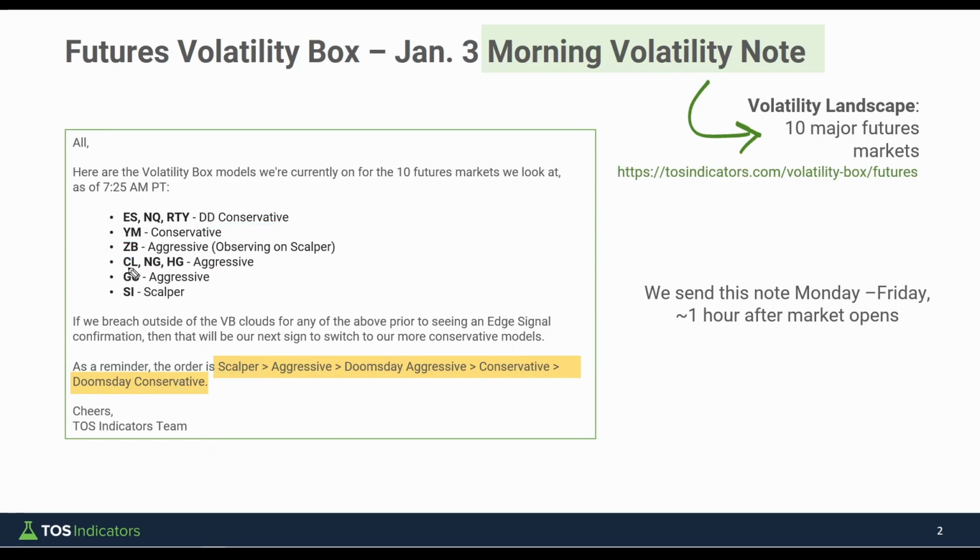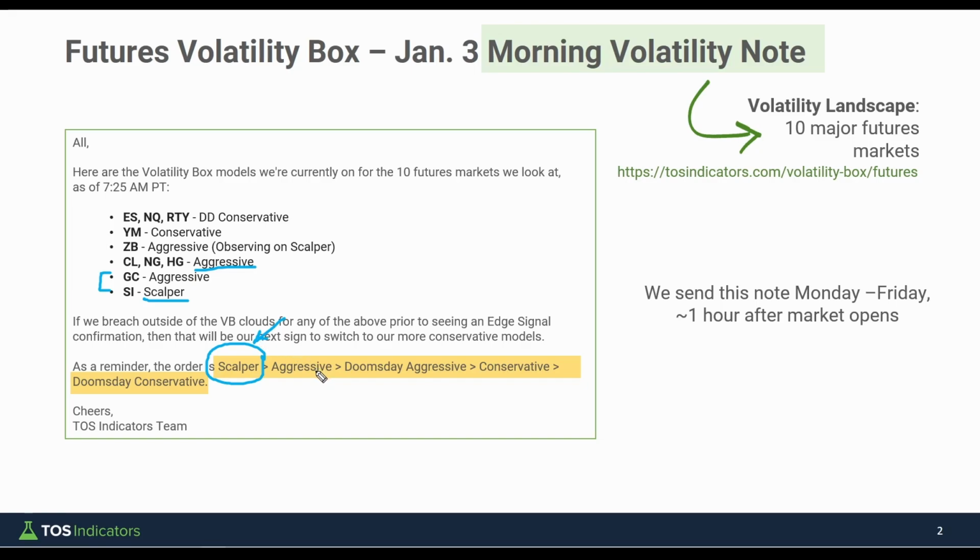Now, inside of crude, natural gas, and copper, all 3 of these models were on the aggressive to start off with, and we had some interesting trade setups, which we'll discuss. Gold was on its aggressive to start off the morning, and silver was on its scalper. So between these 2 markets, the 2 metals, gold was a little bit more volatile in comparison to the silver, where we could still be looking for scalping opportunities.